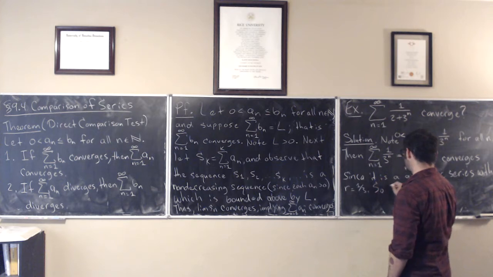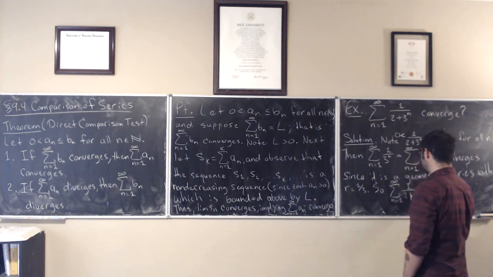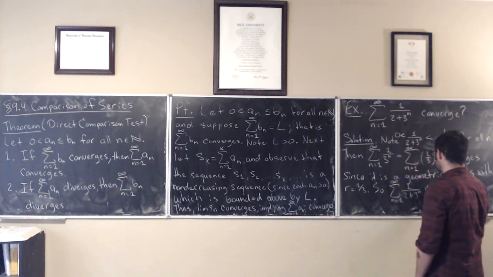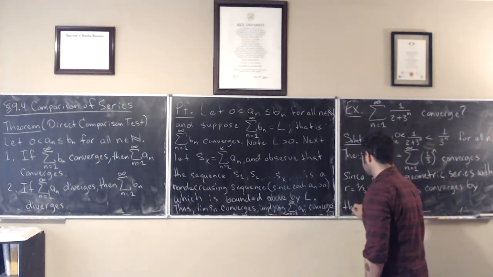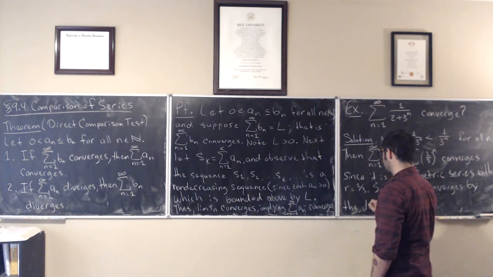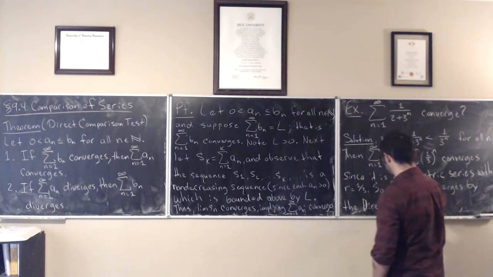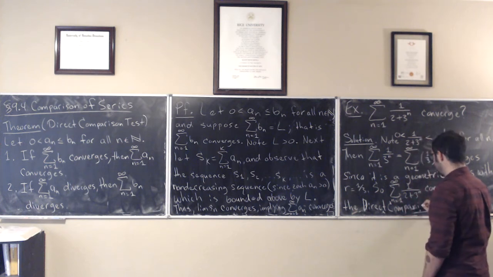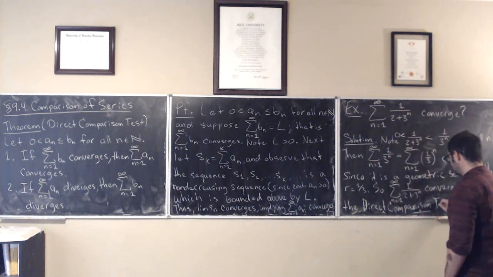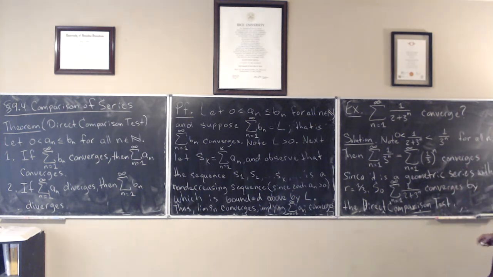So the series from 1 to infinity of 1 over 2 plus 3^n converges by the direct comparison test. Yeah, that's the solution.